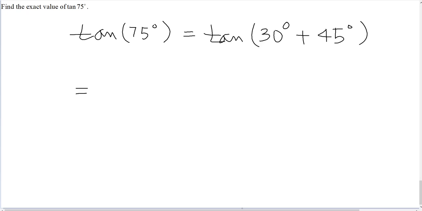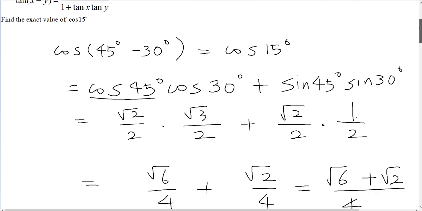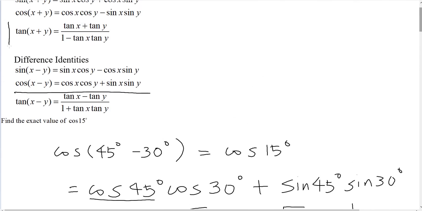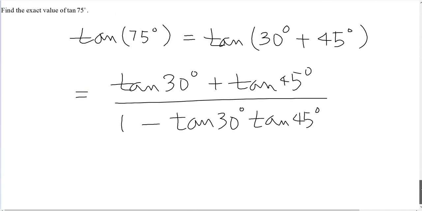And according to the sum identity of tangent, you would go like this. Tangent 30-degree plus tangent 45-degree over 1 minus tangent 30-degree multiplied by tangent 45-degree. If you don't remember this, let me go and check. You go back to the sum identity. Tangent x plus y equals tangent x plus tangent y all over 1 minus tangent x times tangent y. So I'm using the sum identity over here.